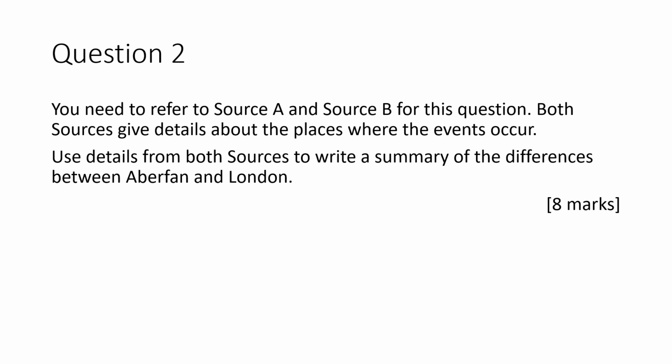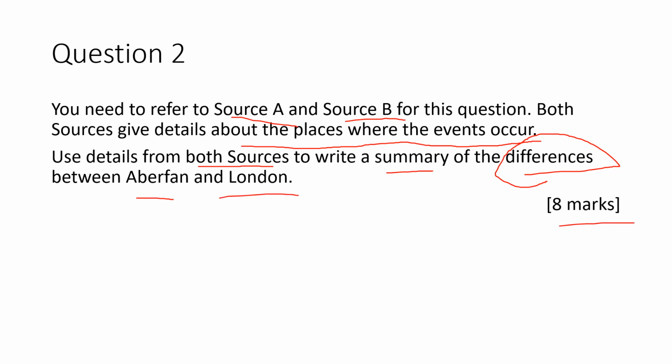So here we can see a sample question. Let's read this. You need to refer to source A and source B for this question. It's really important to note that you're referring to the sources in their entirety. Both sources give details about the places where the events occur. Use details from both sources to write a summary of the differences between Aberfan and London. This is worth 8 marks.